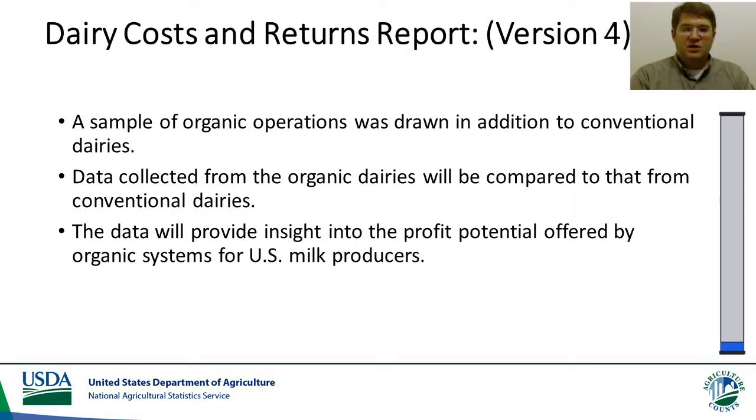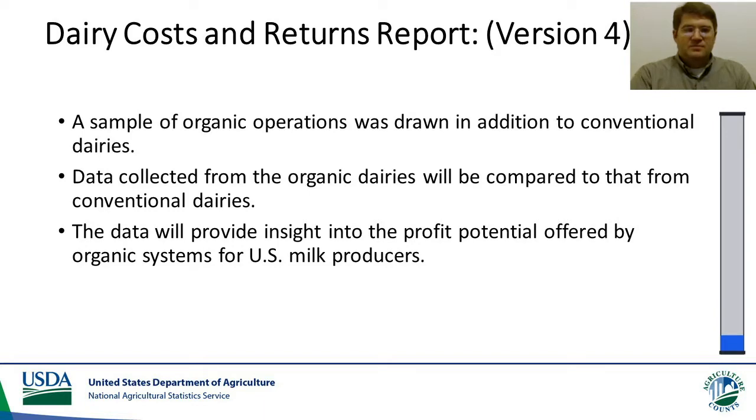One new change to our dairy survey is the inclusion of organic milk. Organic milk production is one of the most rapidly growing segments of organic agriculture. As part of the sampling in 2021 ARMS, organic operations were selected with conventional dairies. Data collected from these organic dairies will be compared to conventional dairies in order to examine the differences in production practices and the costs and returns associated with each production system. The data should provide insight into the profit potential offered by organic systems for U.S.